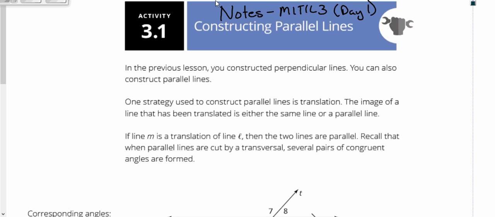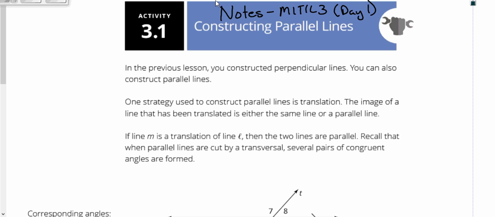Okay, so in what we did last week, we constructed perpendicular lines. You can also construct parallel lines. So we're going to go through how to do that. There's a couple different ways of constructing parallel lines. I'm going to show you what I think is the easier of the two. Not that the other way, at least the way the book shows, they show 2 different ways.